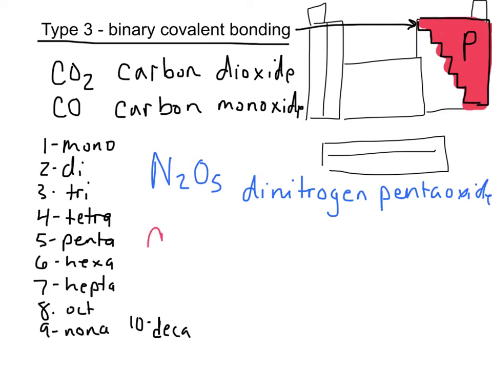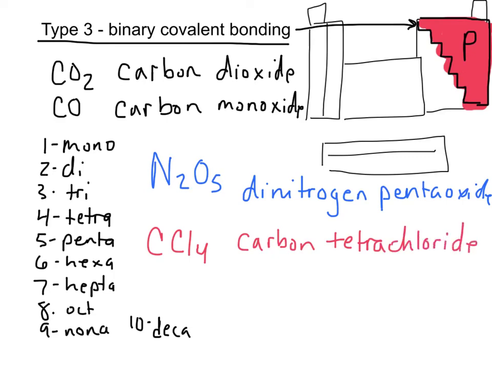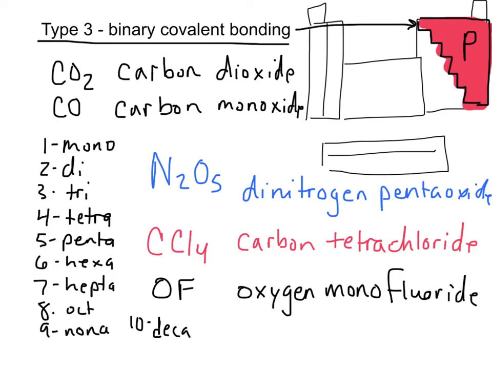Okay, what about CCl4? Well, carbon, there's just one. I don't have to put mono on the first one. In fact, they don't want you to. And then I have tetrachloride. Let's do one more. Say that I had OF. That would be oxygen monofluoride. Okay, so pretty easy, type 3.